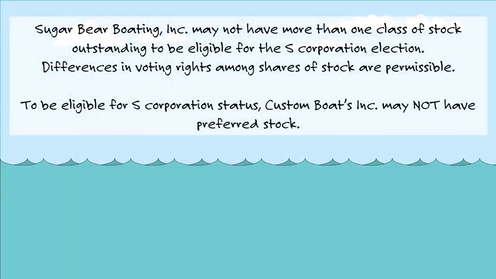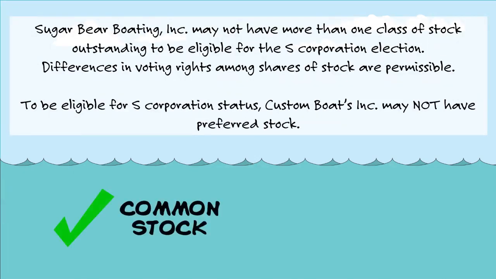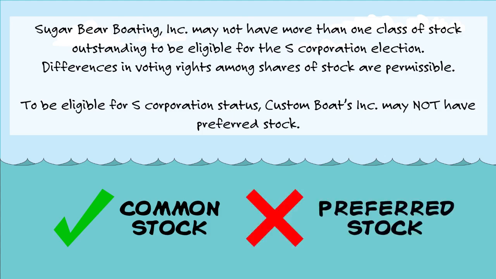Sugar Bear Boating may not have more than one class of stock outstanding: common. Differences in voting rights are acceptable, so you can have common stock where you and your brother and your sister are all owners. However, for the kids you want to get involved in the business that you're giving some stock to, you don't want them voting yet. So you can give them common, it just doesn't have voting preferences. Be aware you're not allowed to have preferred stock since only one type of stock is allowed.